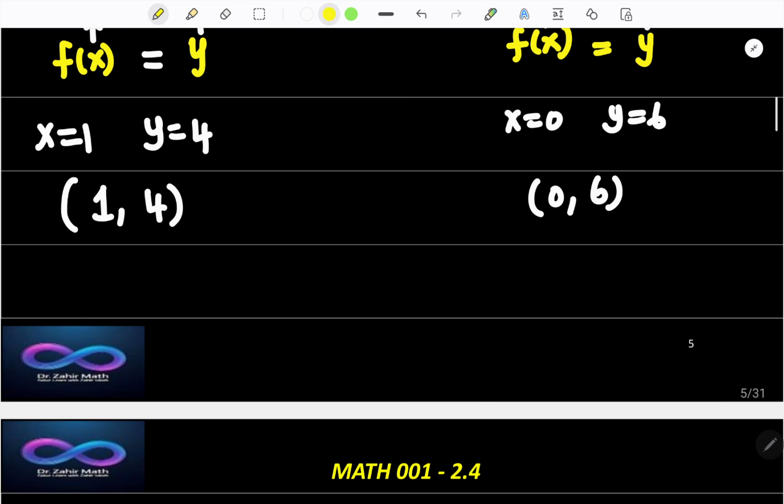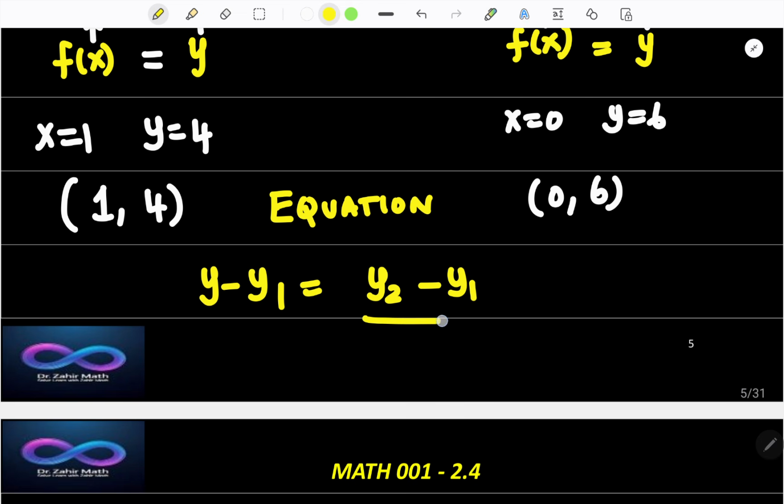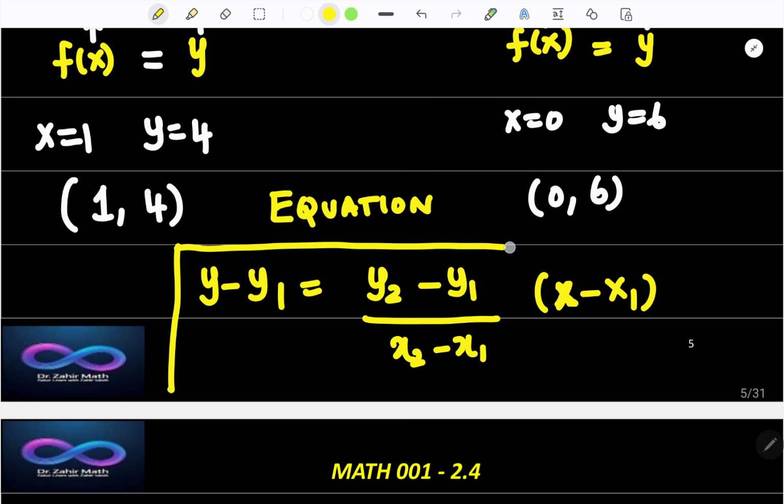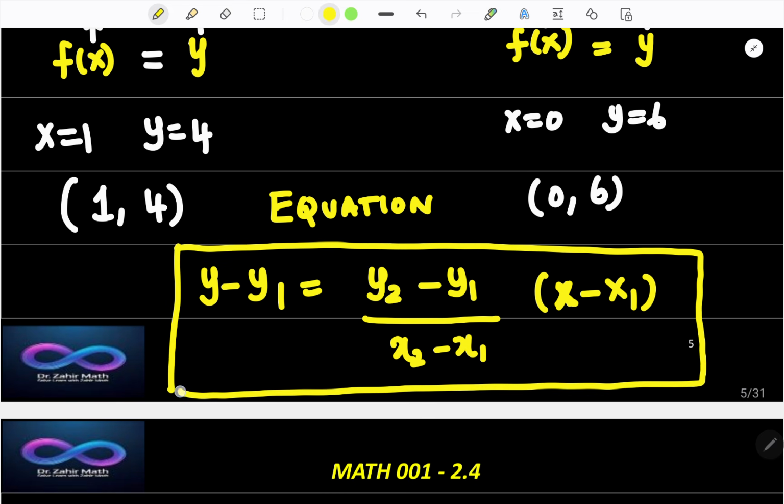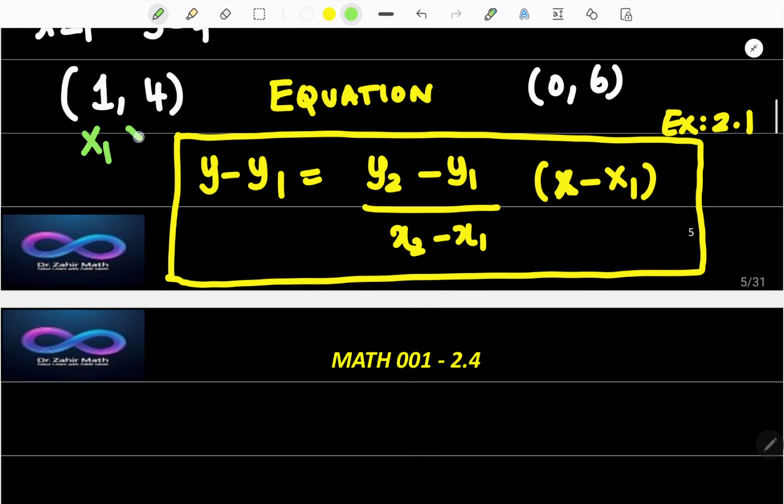Whenever you have 2 points, what is the equation of the line? The equation of the line is given by the formula y minus y1 equals y2 minus y1 divided by x2 minus x1 times x minus x1. Clear everybody? So this is the formula you have to memorize. And this formula is from exercise 2.1. If you did not study this formula, go back and study this one. Exercise 2.1. Right. Now this is your x1, y1, and this is your x2, y2.